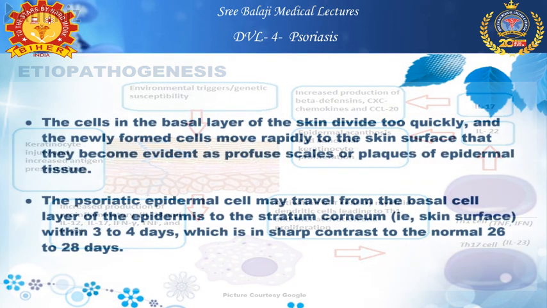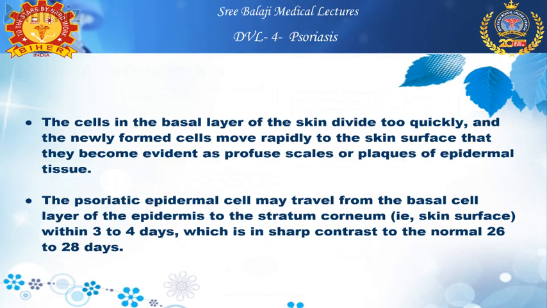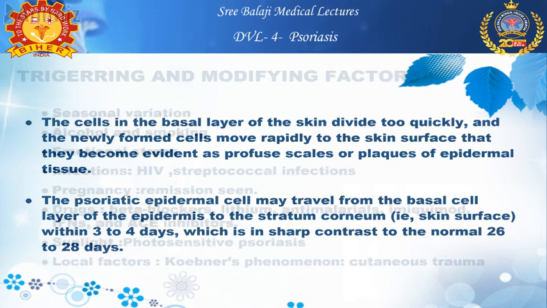So basically what happens is the cells in the basal layer normally divide and move upwards to the stratum corneum. And this cell turnover usually takes 26 to 28 days in normal skin. But in case of a psoriatic skin, this takes just 3 to 4 days. That is, the psoriatic epidermal cell may travel from the basal layer to the stratum corneum within 3 to 4 days.